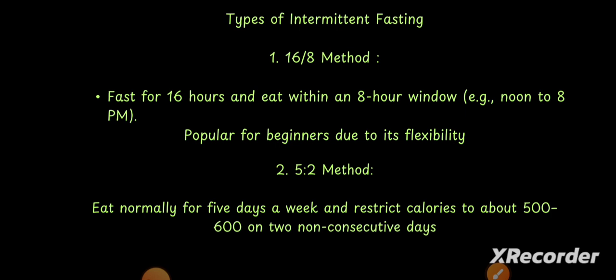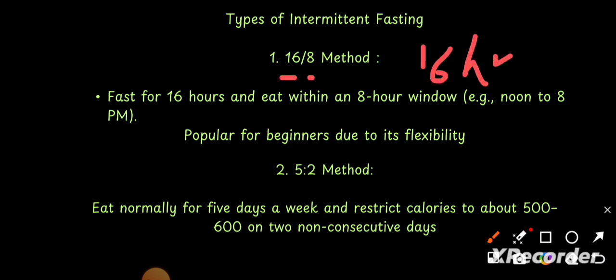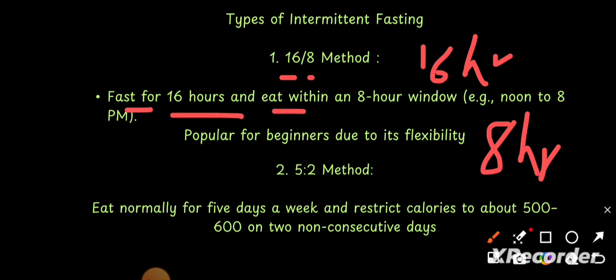The first method is the 16/8 method. Here 16 denotes 16 hours and 8 denotes 8 hours, out of the 24 hours we have in total. So we fast for 16 hours and eat within an 8-hour window. As I discussed in the definition, it's focused on when you eat rather than what you eat, so you fast for 16 hours of your day and eat within the 8-hour window.